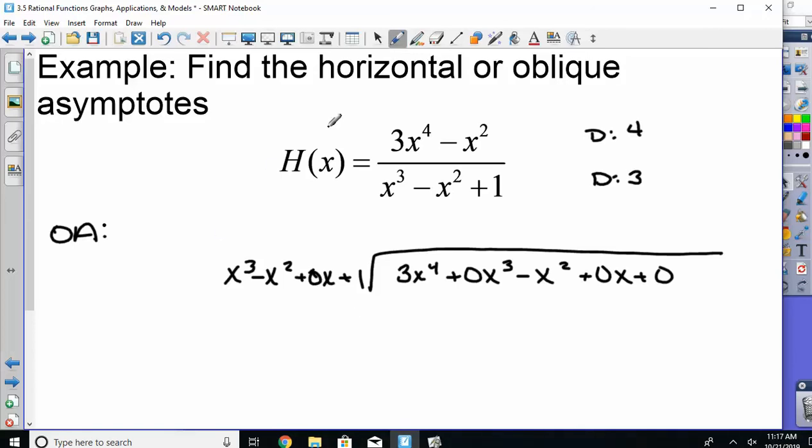So in doing long division, you start out by dividing the leading terms. What is 3x to the 4th over x cubed? 3x. So that's the first thing I put up here. Then we multiply. 3x times x cubed is 3x to the 4th. 3x times negative x squared is negative 3x cubed. 3x times 0, so we have 0x squared. 3x times 1 is 3x.